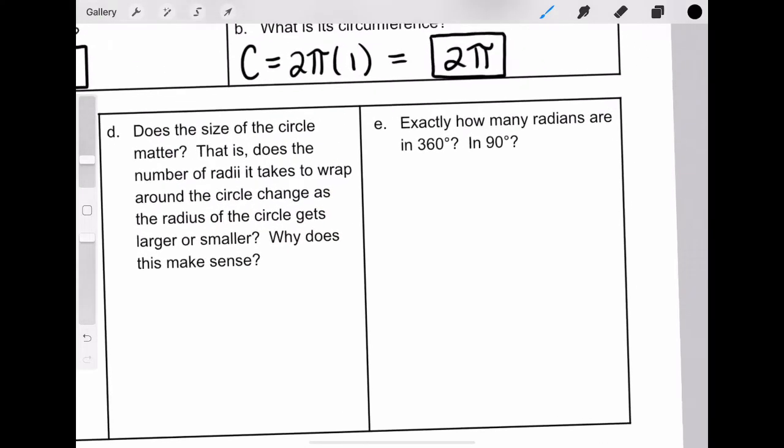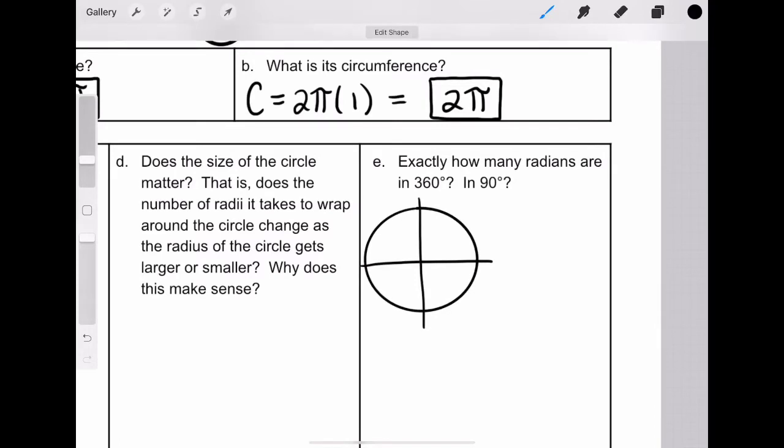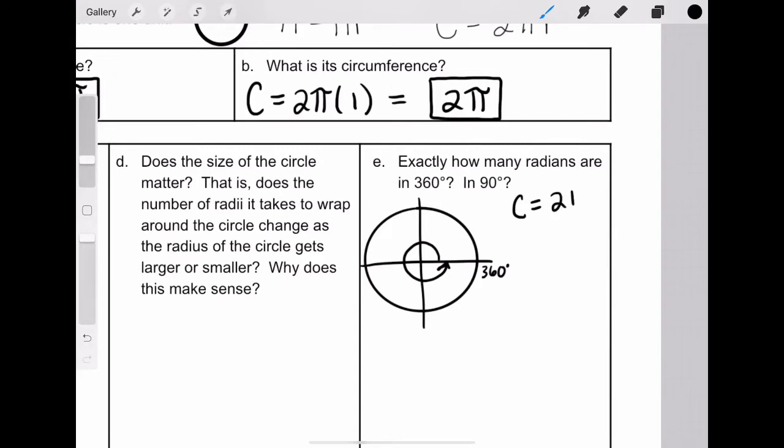Okay, now part E is asking us, how many radians are in 360 degrees? Well, remember that 360 degrees is all the way around the circle. So if it's 360 degrees all the way around the circle, well, isn't that the same thing as the circumference? So what did we find the circumference to be? 2 pi. From right here.